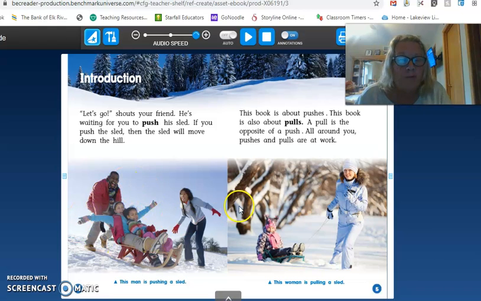Now we have two photographs, two pictures to look at, and there are captions underneath. This one reads, "This man is pushing a sled." And I see two kids on there, and he is pushing the sled. In this photograph, the caption says, "This woman is pulling a sled." So they are showing push in this picture and pull in that picture.